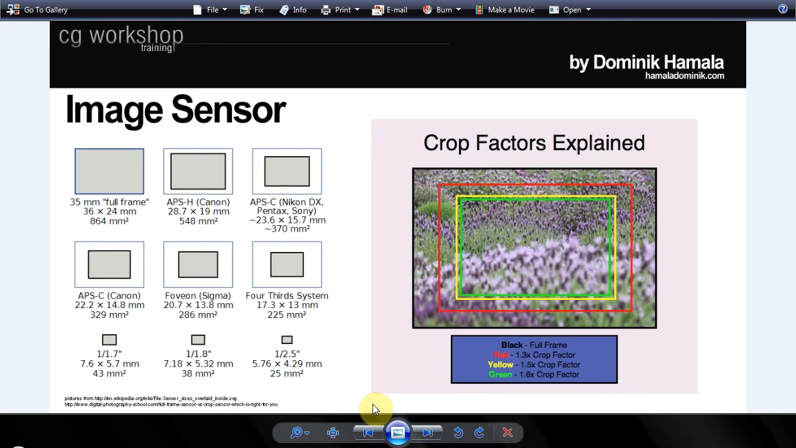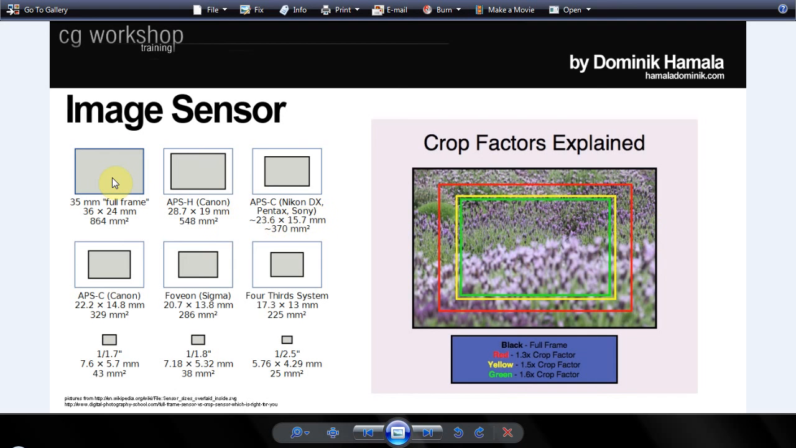Black border, covers full frame, and it's the 35mm equivalent of an old film. Red frame, it's a 1.3 crop factor, used in Canon. Yellow border, 1.5 crop factor, is a Nikon DX camera, and green, 1.6 crop factor, is also one of Canon's cameras.